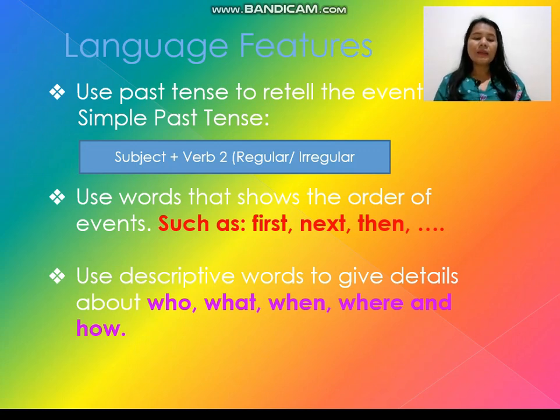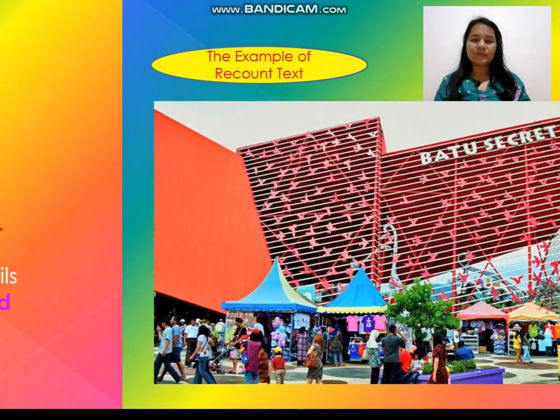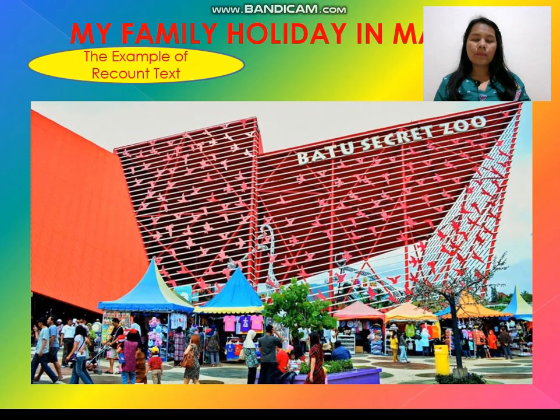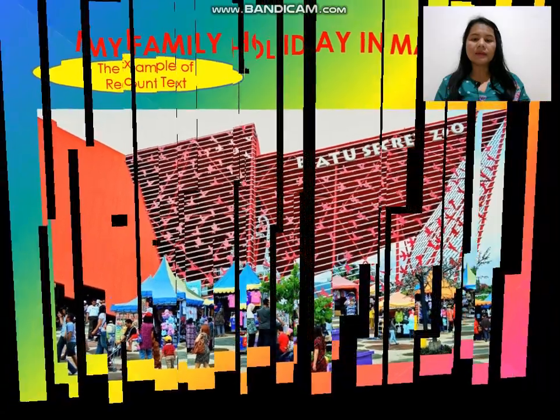Ya, and then, the third is use descriptive words, ya. You can use who, what, when, where, and how. Okay, this is the example, ya. My family holiday in Malang, Batu Secret Zoo.